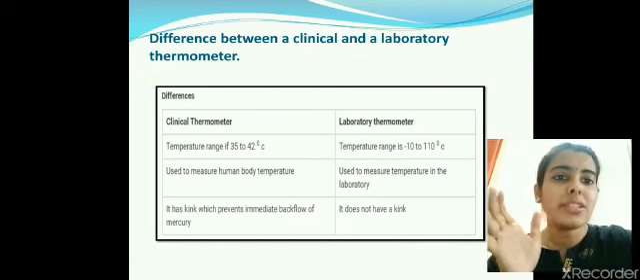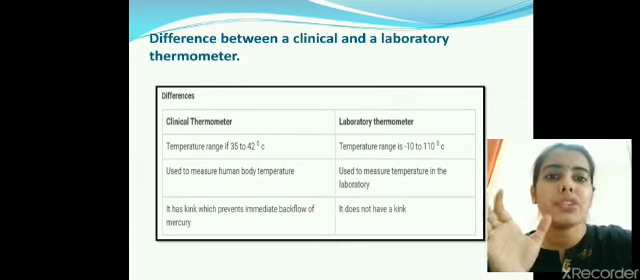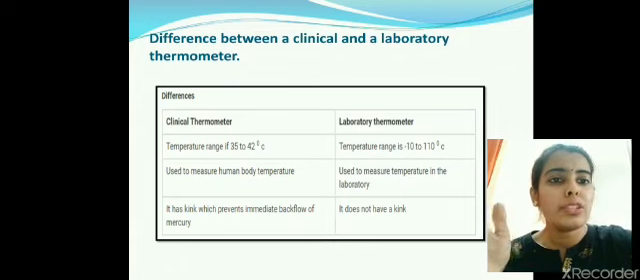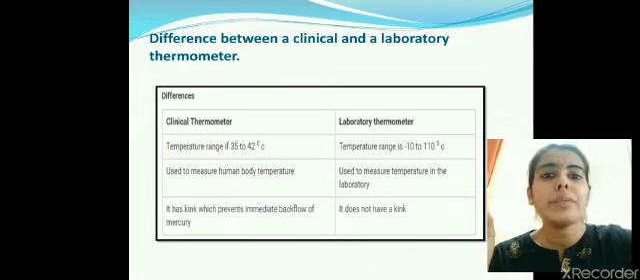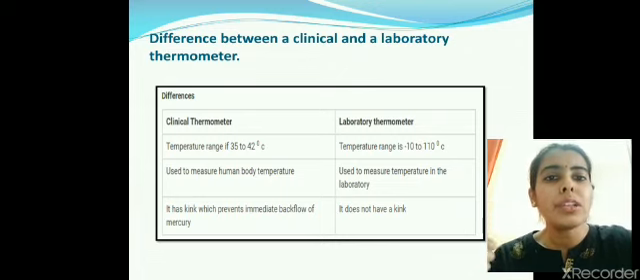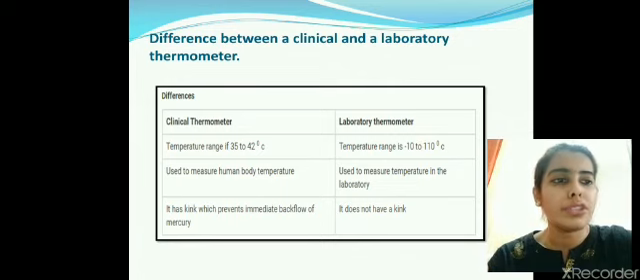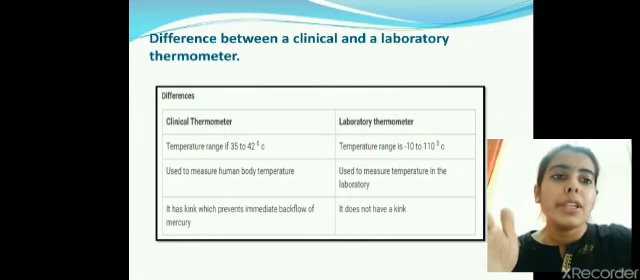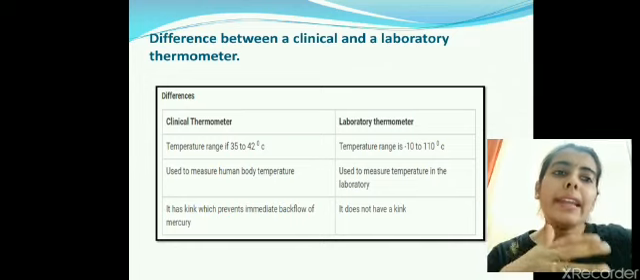Clinical thermometers have a locking which prevents the immediate backflow of the mercury. Clinical thermometer is used to measure the human body temperature, and laboratory thermometers are used for experimental purposes in the laboratories. Clinical thermometers have a range of 35 to 42 degrees Celsius. Now what is the reason for this? Because the human body temperature never goes below 35 and it never shoots up more than 42. Now next is the laboratory thermometer. The temperature range is minus 10 to 110 degrees Celsius.